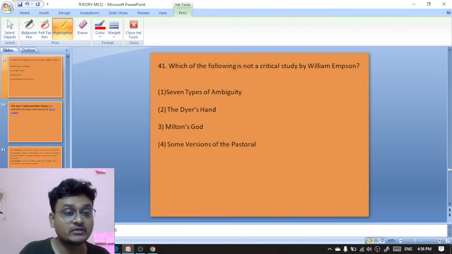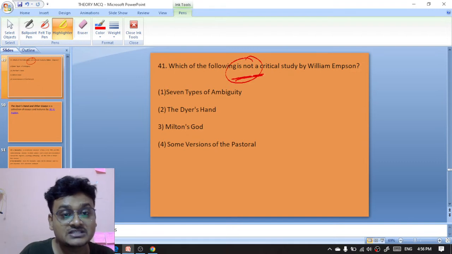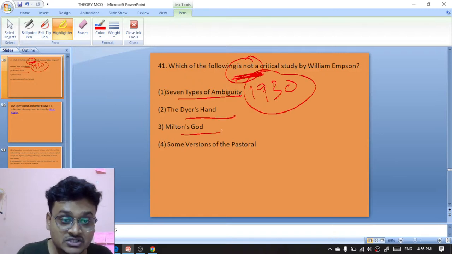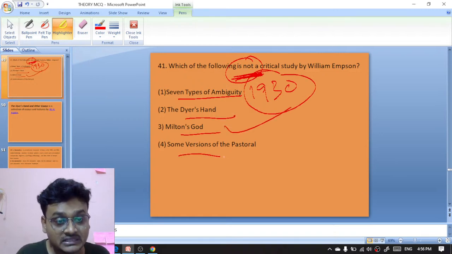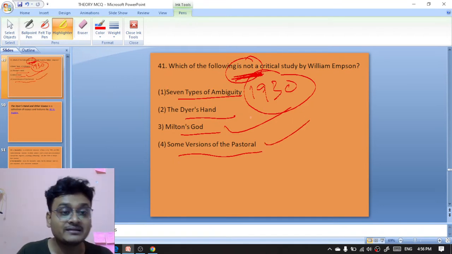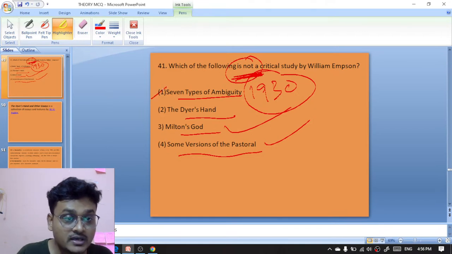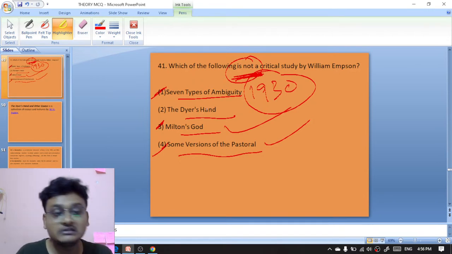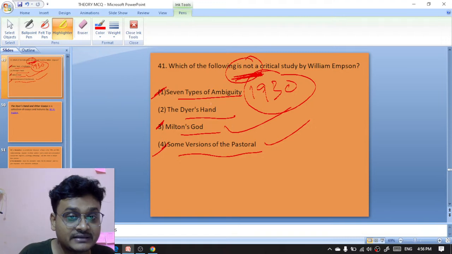Moving on to question number 41: which of the following is not a critical study by William Empson? Seven Types of Ambiguity, published in 1930, is a work by William Empson. The Dyer's Hand, Milton's God, some versions of Pastoral: of these, Seven Types of Ambiguity, Milton's God and Some Versions of Pastoral were written by William Empson, the New Critic. Whereas The Dyer's Hand is a collection of essays, and it was written by W. H. Auden.